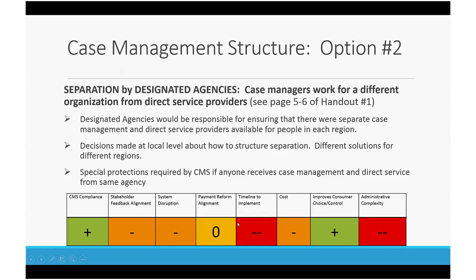We would like you to also provide feedback on option 2. And again, option 2 is having the local designated agencies come up with a solution about how to separate case management from direct services providers in their region. And again, if there's any situation where a local solution involves allowing the same provider to provide both case management and direct services, those special protections that are required by CMS would have to be in place. So we are asking you to provide us feedback about what you like about option number 2 and what concerns you would have about option 2.